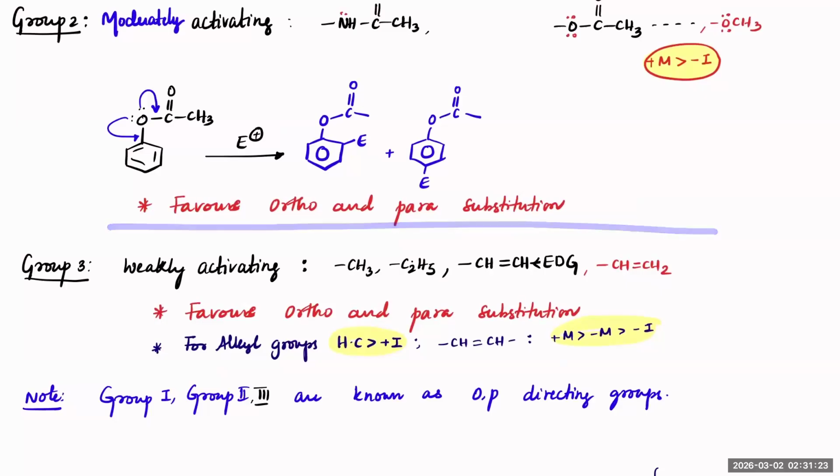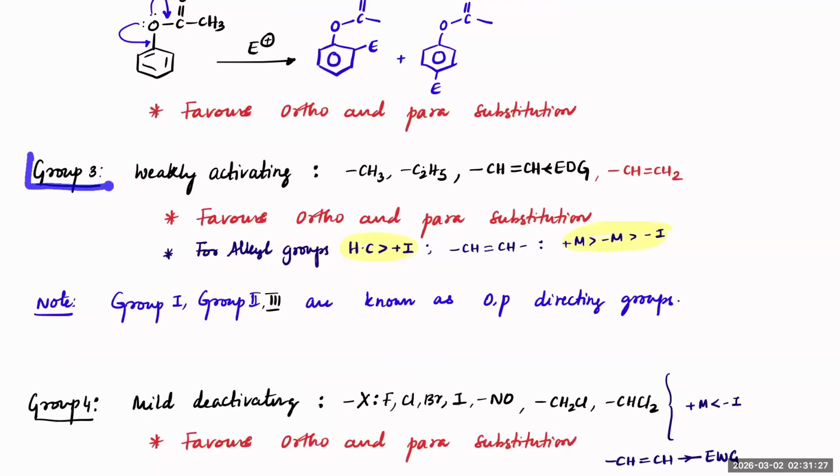Group 2 is all about moderately activating. If it comes to group 3, they are weakly activating groups. Weakly activating includes CH3, C2H5, and CH double bond CH2, with electron donating groups. All of these are weakly activating groups.